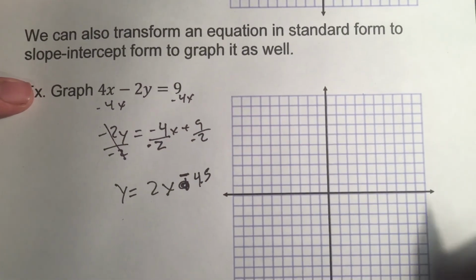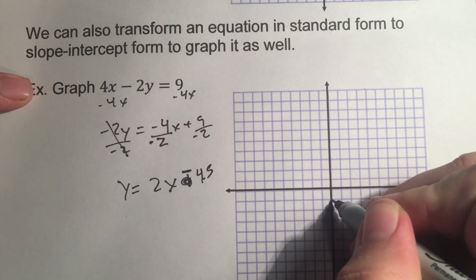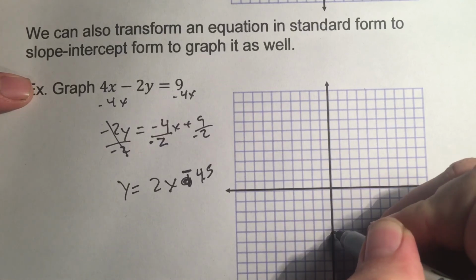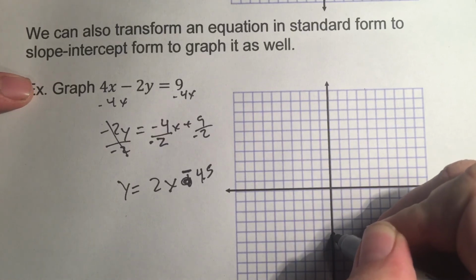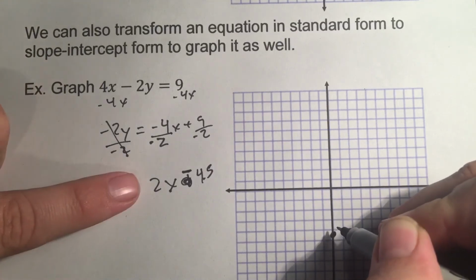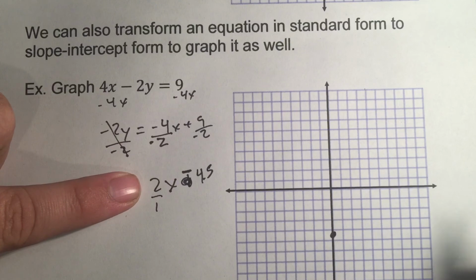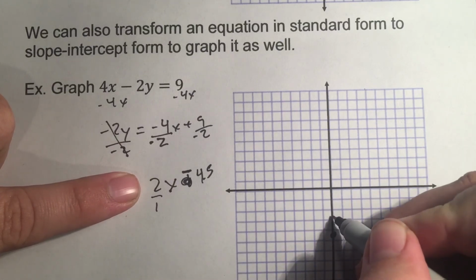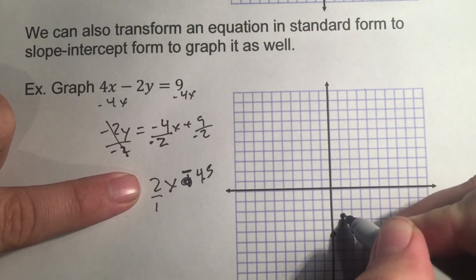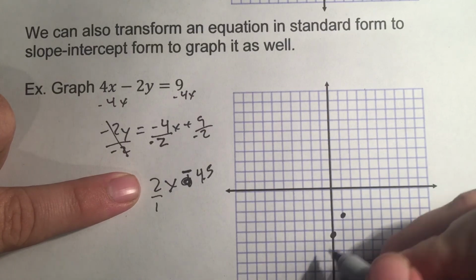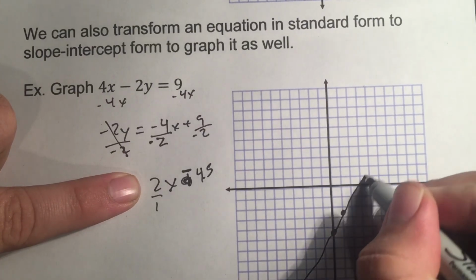So when we go to graph this, we go down 4.5: 1, 2, 3, 4.5. That's that one. Now, when there's no number underneath, it's technically over 1. So we're going to go up 1, 2, right 1. So up 2, right 1, and then again, draw our graph.